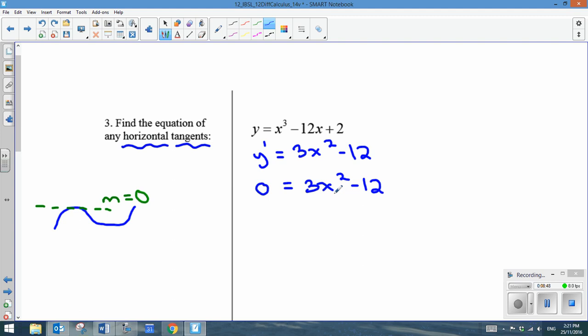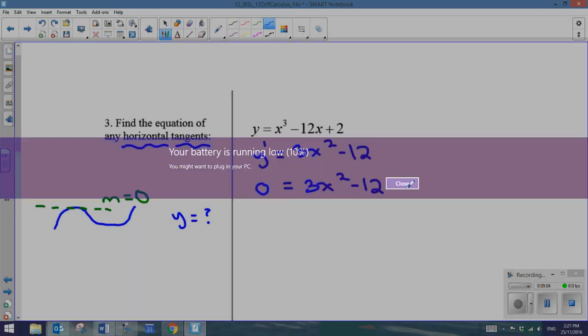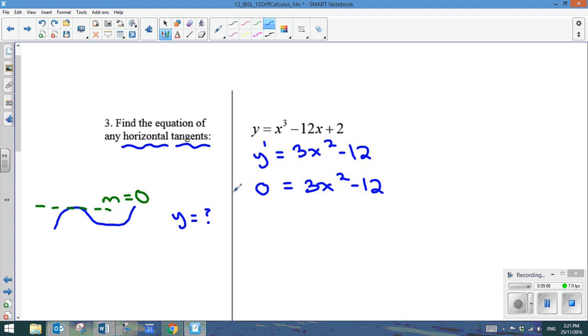If I know the x value, then how do I find the y value so I can write the equation of the line? Because remember, if we have a horizontal line, the equation of a horizontal line is going to be y equals, and then whatever that y value happens to be, the y-intercept. So go ahead and take a moment to work through this one and see if you guys can figure out what's going to happen.